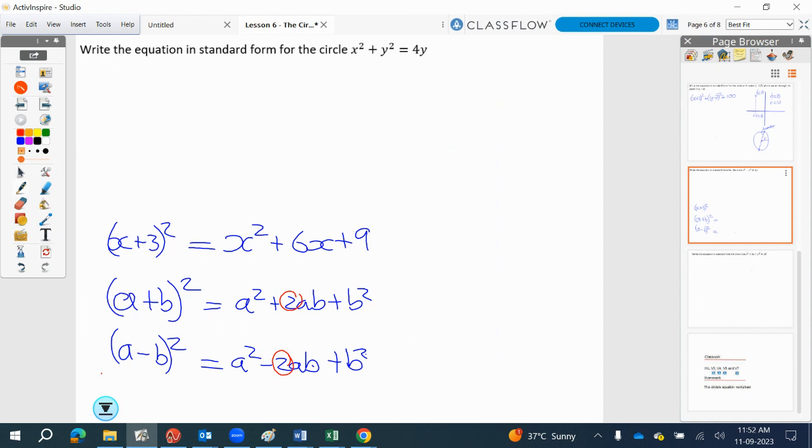Now, what we've got here is we can rearrange this. We've got x squared plus y squared minus 4y is equal to 0. Looking at this, I can see that the x coordinate of the central point is going to be 0. The x coordinate of the central point has to be 0. Why?